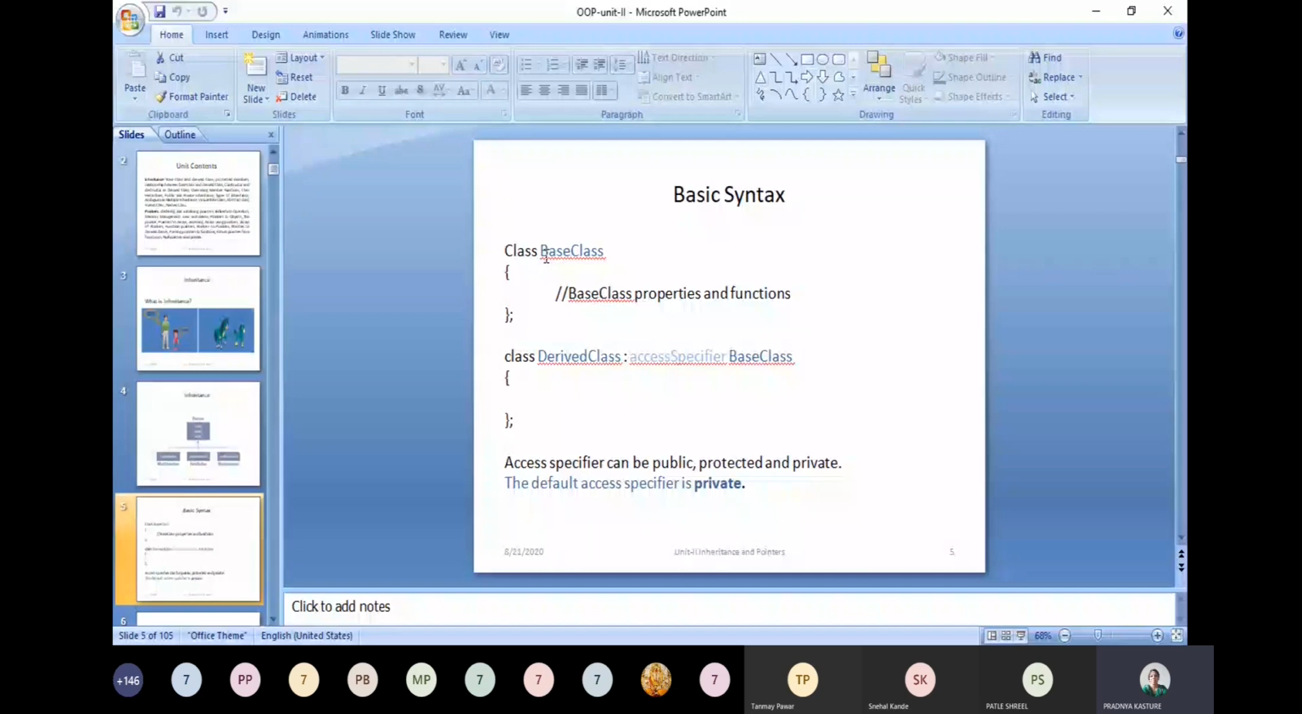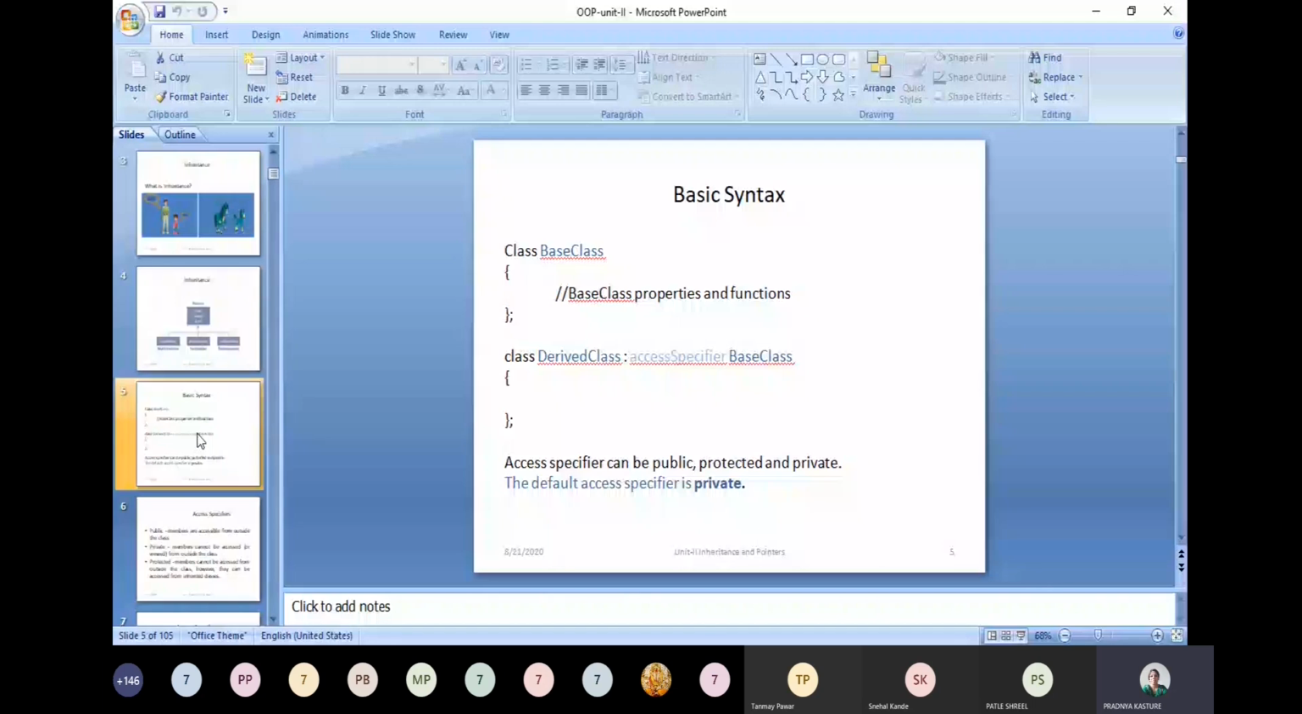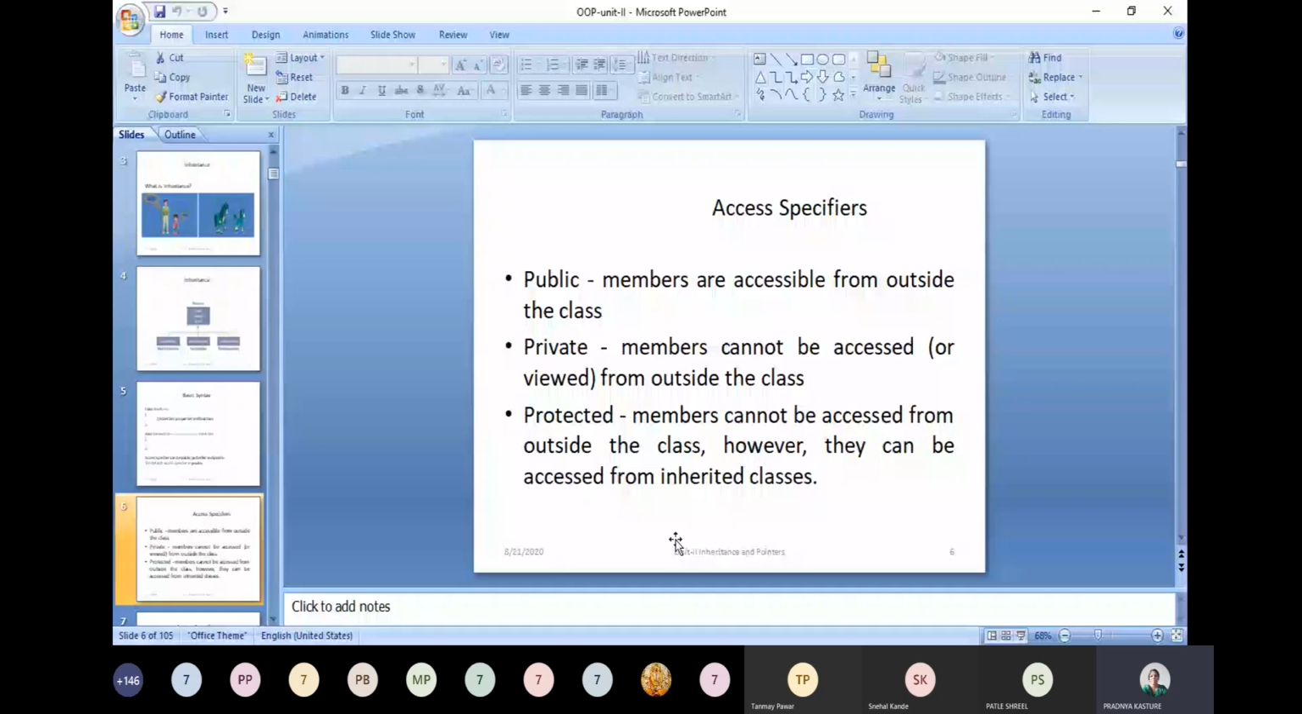Whatever is already written in the base class, there is no need to write it again, because we are inheriting those properties from the base class. Only what you want to add, only that method you have to include in the derived class. We can write the definition of derived class member functions inside or outside the class, as we know how to write inside or outside. Access specifiers are nothing but how we can segregate this. Public, you know, members are accessible from outside the class.